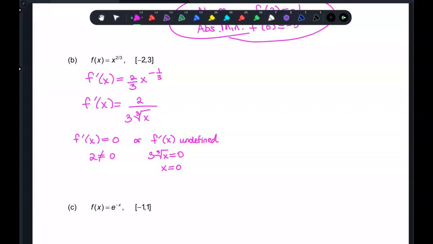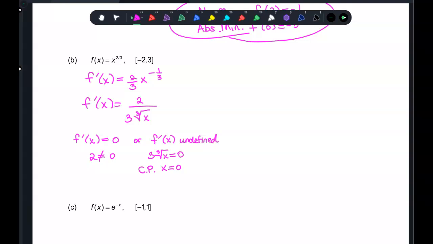Divide both sides by 3, cube both sides. You didn't need to show any of that work. Is that in the domain that I was provided? Yep, that's a critical point. So far, again, derivative, see where it's equal to 0. This one isn't. See where it's undefined, we got 0.